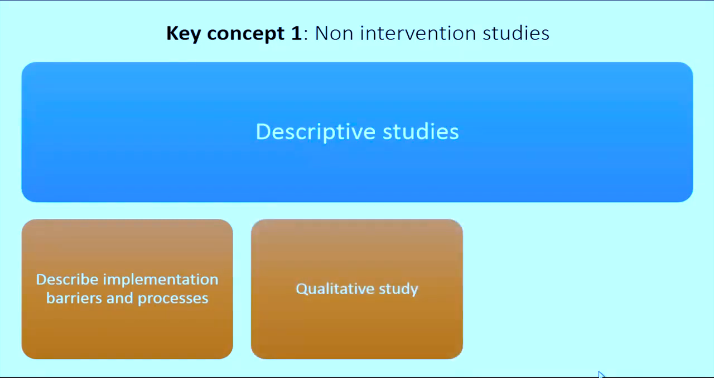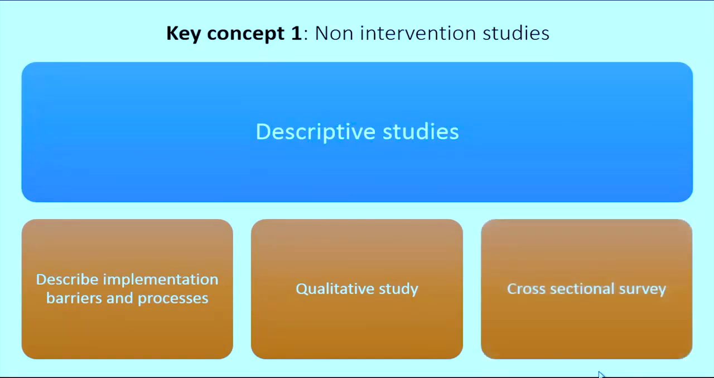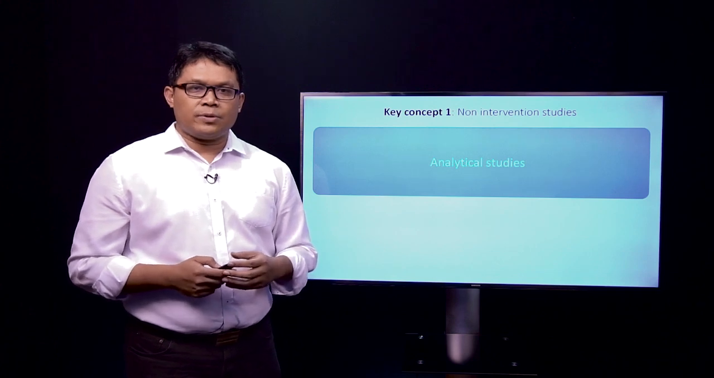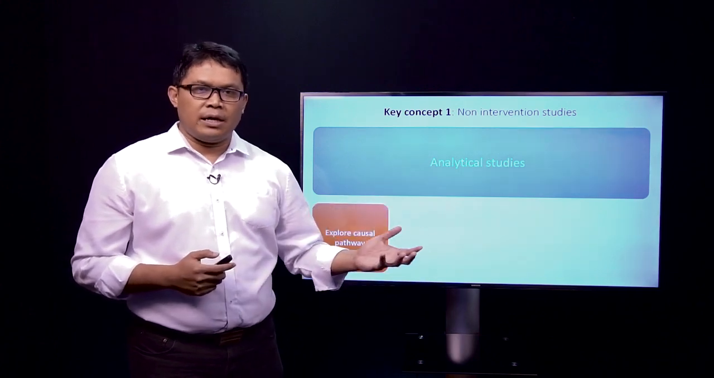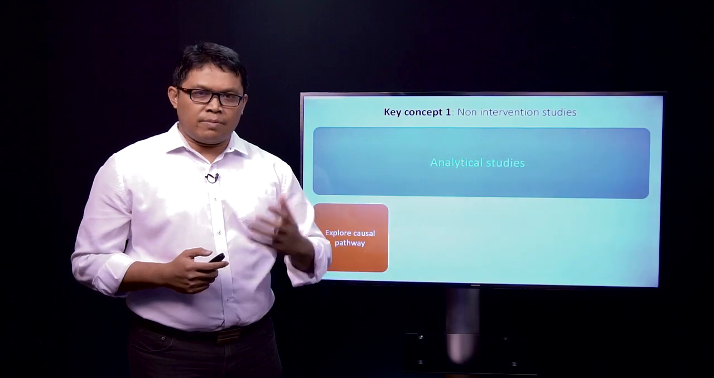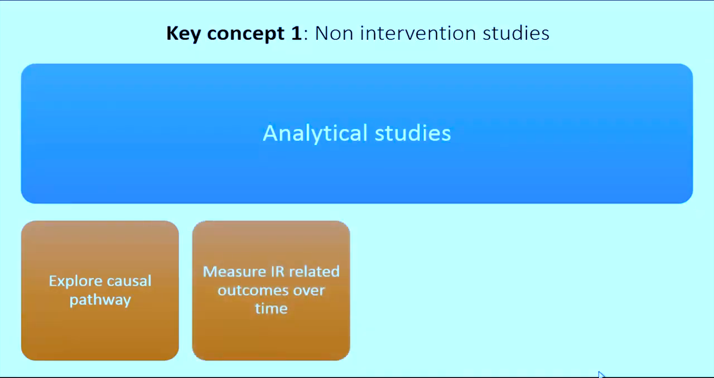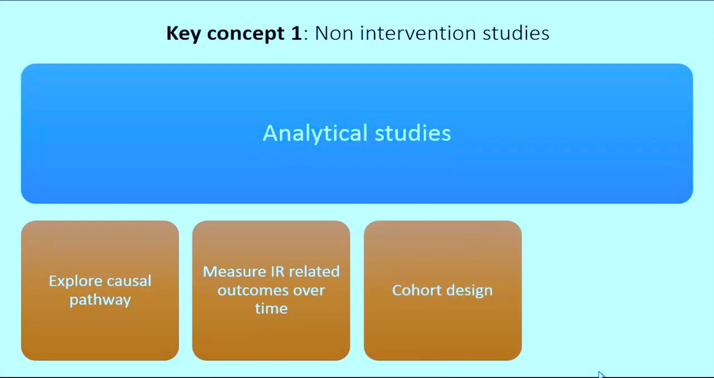And we can use both qualitative studies, different types of qualitative study, but also quantitative study, which mostly uses cross-sectional survey. In the analytical studies, we try to explore different causal pathways of determinants of implementation problems. We can also measure IR-related outcomes over time. And here, we use mostly cohort study design or case control study design.